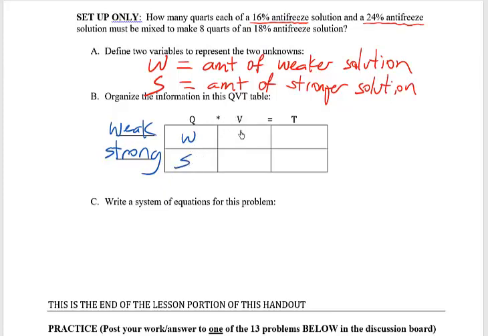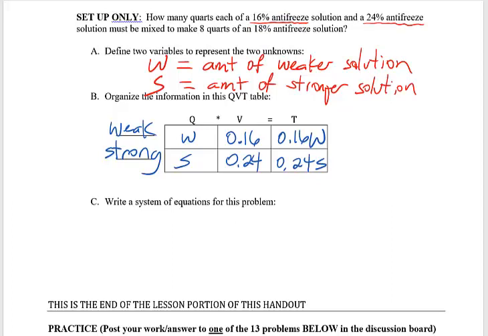The valuation in these problems is the percentage. And so don't I have that? Yes, the weak solution is 16%, so I'll write 0.16. The strong one is 0.24. And the T, the total, stands for the total amount of chemical in your final mixture. Remember, I don't have to think about what to put here. I just multiply across as we've been doing. So I'm going to write 0.16W and 0.24S.